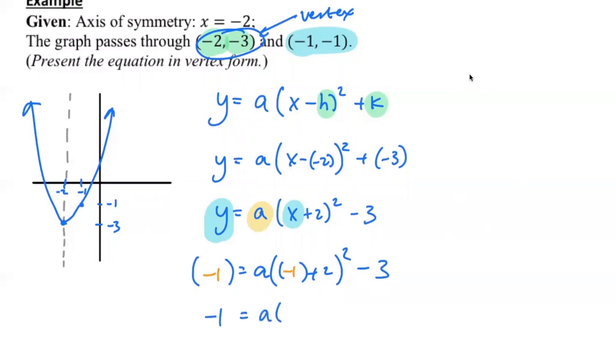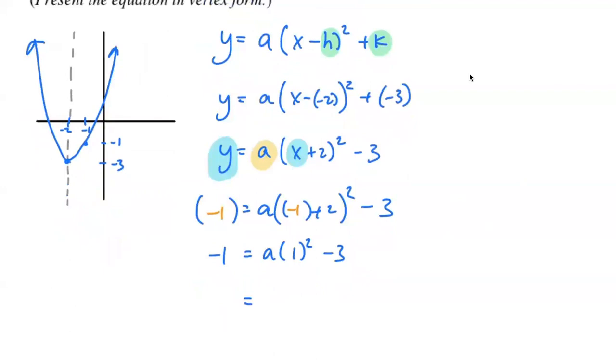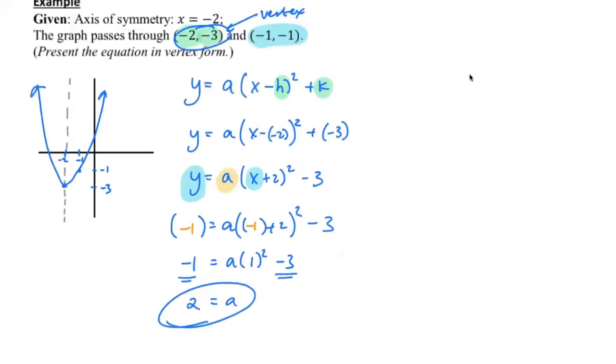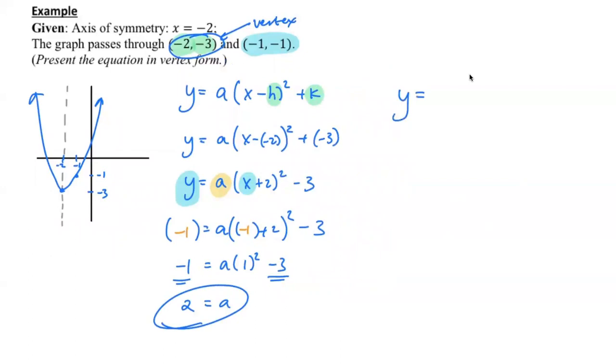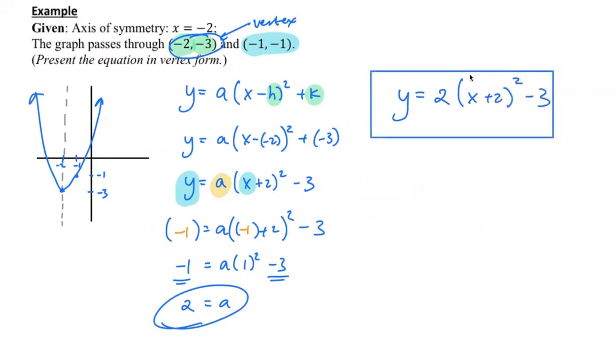So we've got 1 squared minus 3. I'm going to add the 3 over. So you have 2, and a times 1 squared, which is 1. So a is equal to 2. So you have our equation, which is y = 2(x + 2) squared minus 3. Okay? So it's very easy.